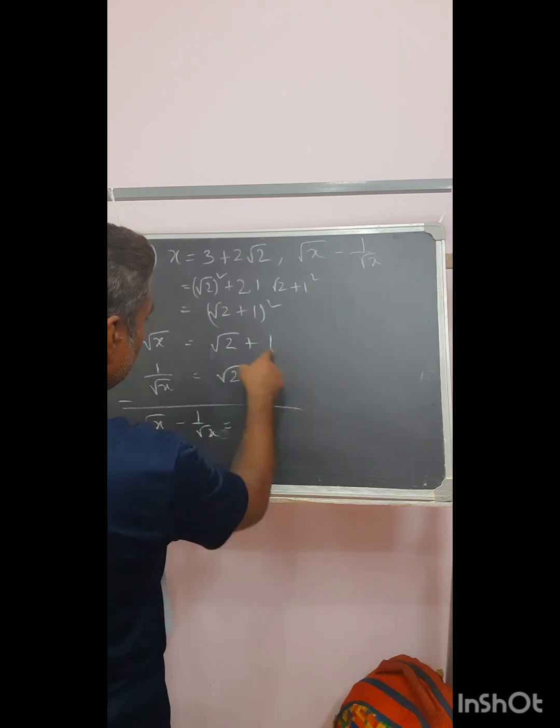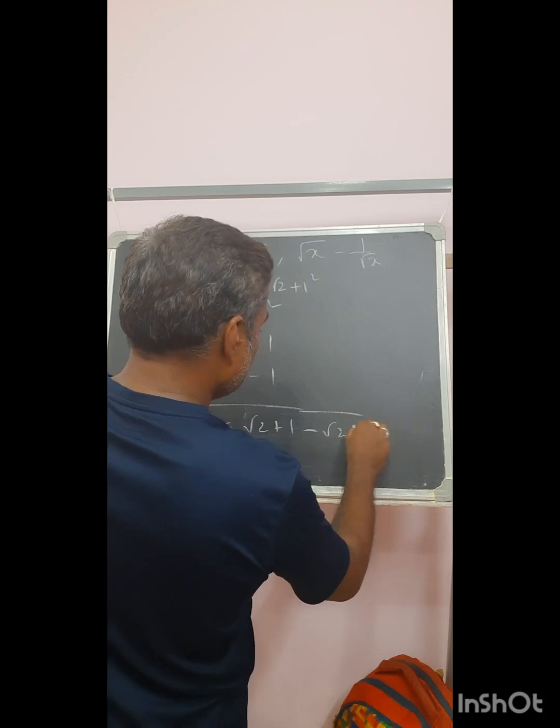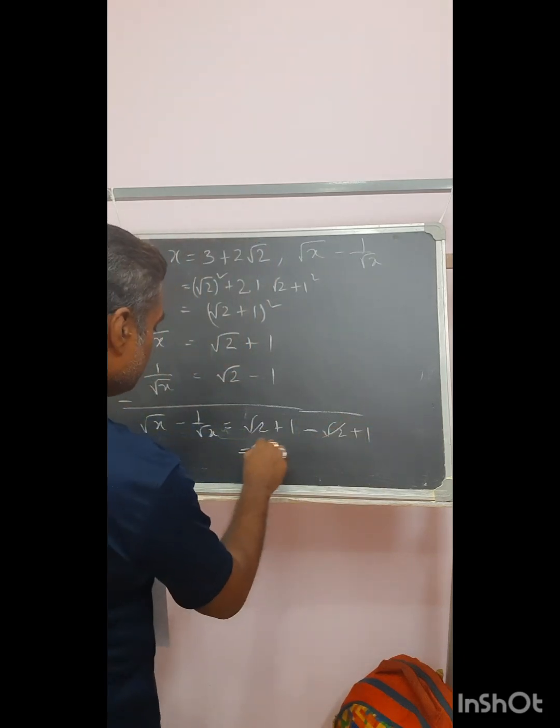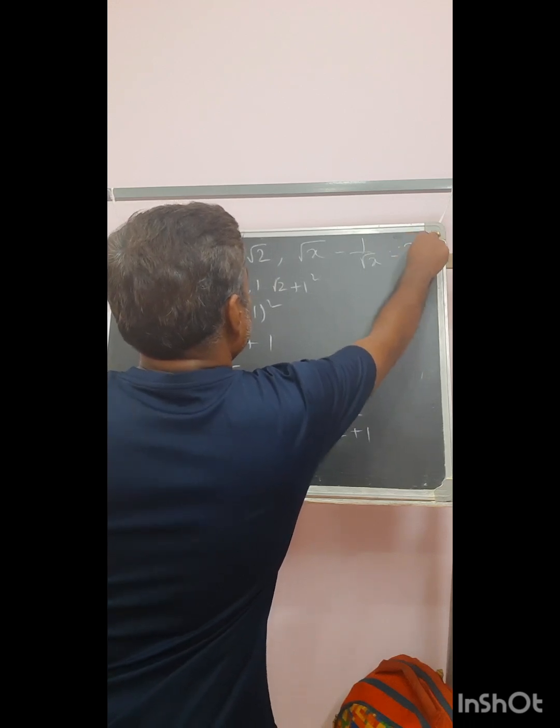So this will give you root 2 plus 1 minus root 2 plus 1. So root 2 will be cancelled out, and your answer will be 2. Okay, so this is your answer.